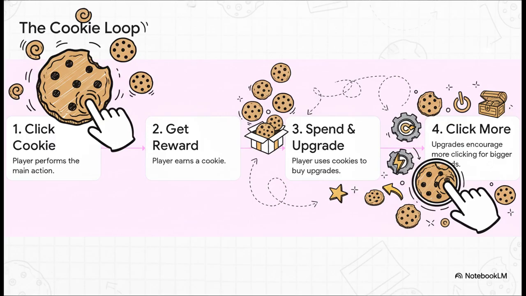You start with an action. Click the cookie. That gives you a reward, the cookie itself. You then spend that reward to upgrade your cookie-making power, which really only encourages one thing: to click even more for bigger and better rewards. It is a perfect, self-perpetuating loop.